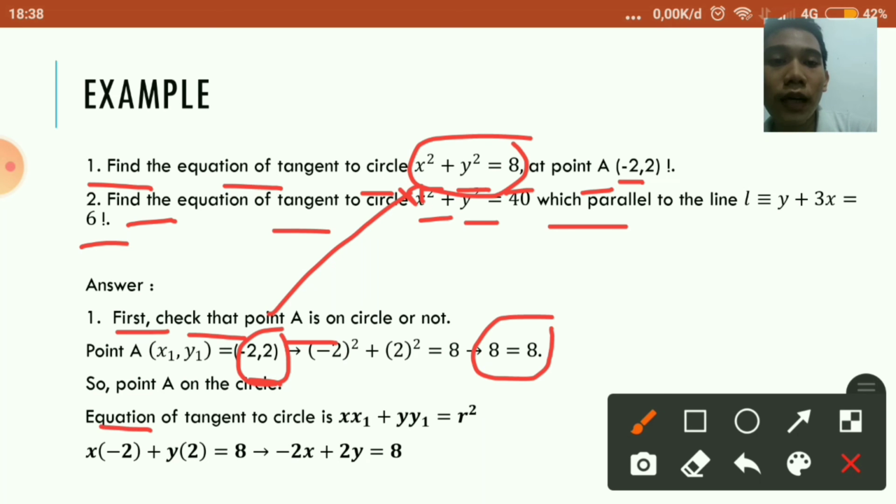So the equation of tangent to the circle is x·x1 + y·y1 = r². We substitute this point into the equation of tangent to the circle. We get x·(−2) + y·2 = 8. So the equation of tangent to the circle for this question is −2x + 2y = 8.